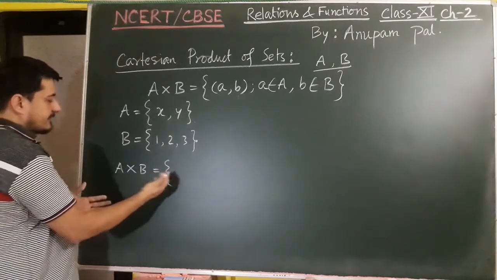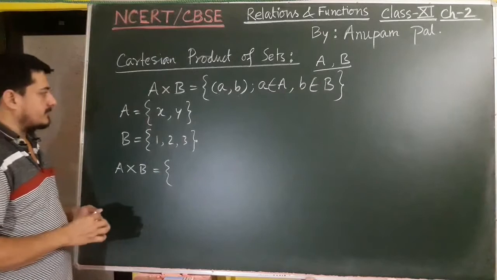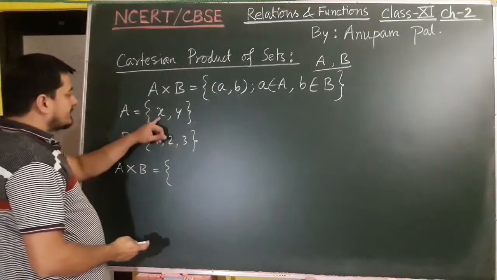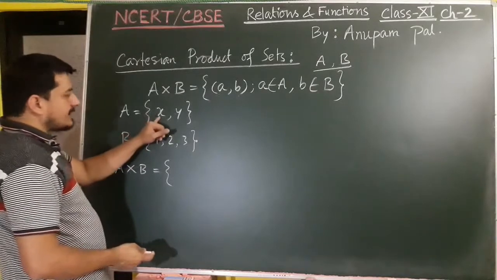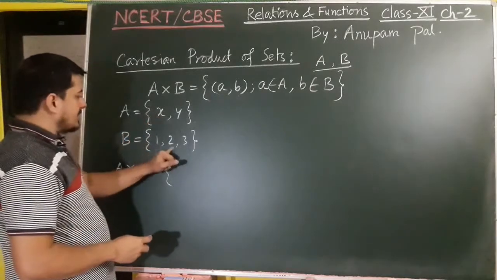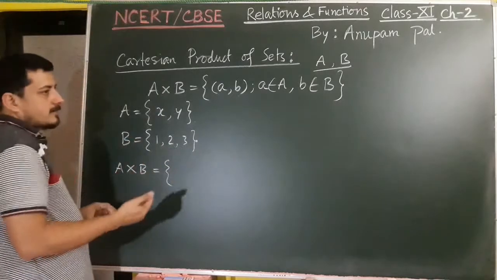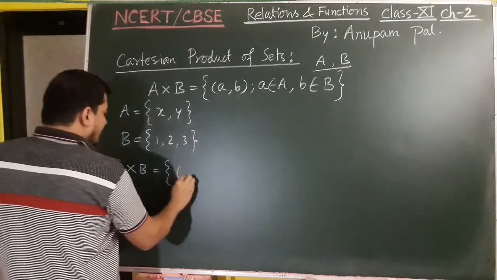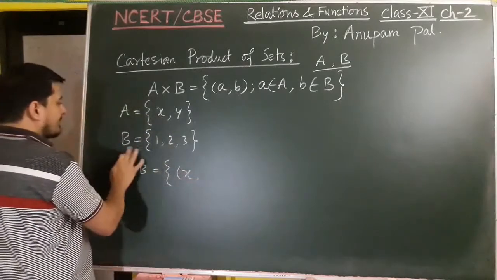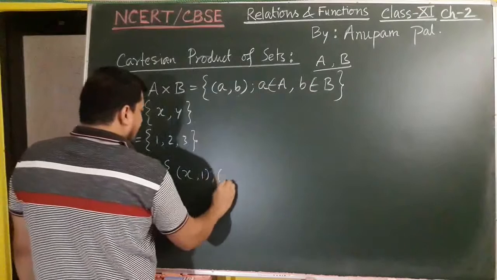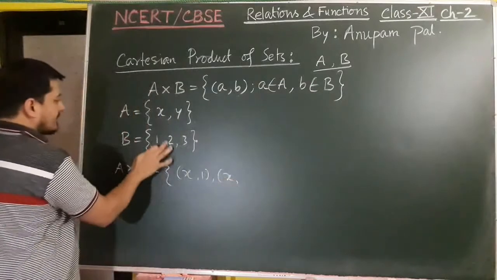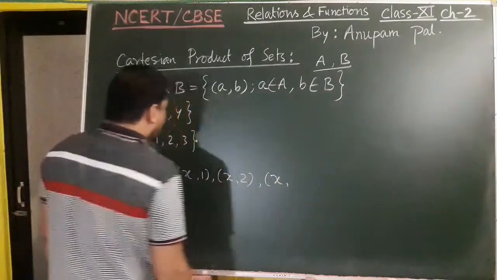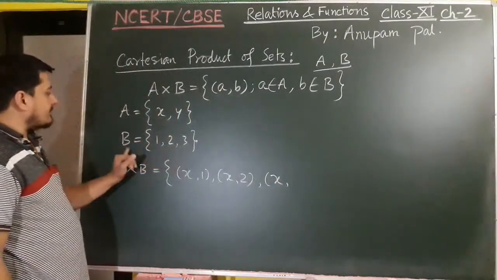This set will have some ordered pairs. So how do you construct these ordered pairs? Each element of set A will make a pair with each element of set B. So let me do it step by step. First element of set A, that means x, with the first element of set B, which is 1. Then the first element of set A with the second element of set B, which is 2. Then the first element of set A with the third element of set B.